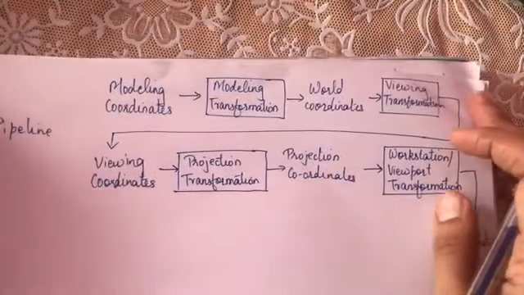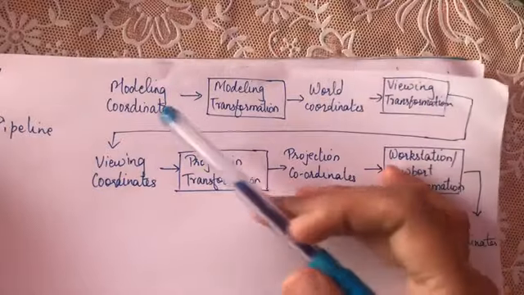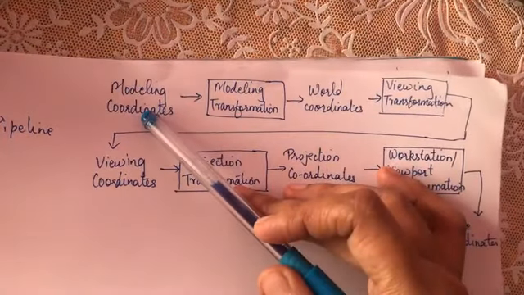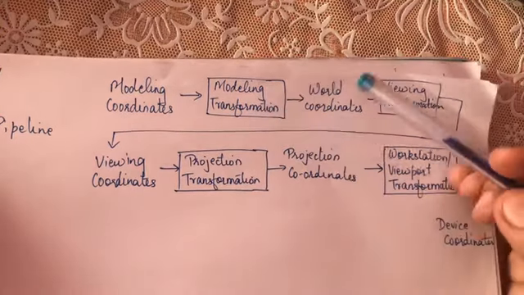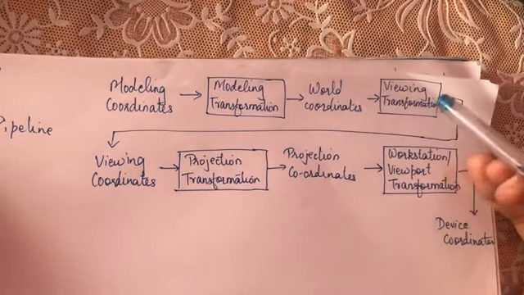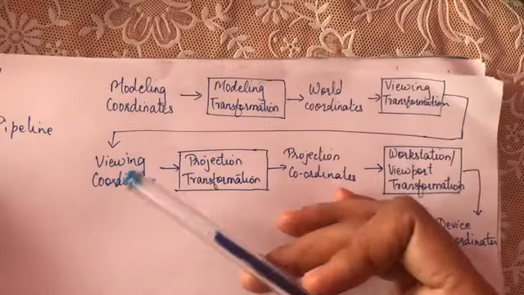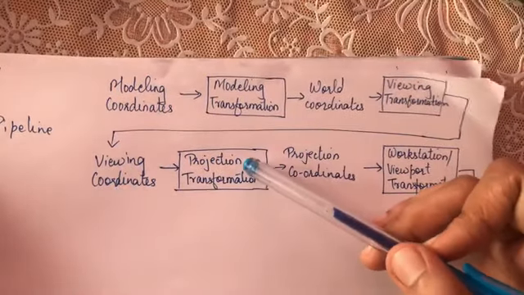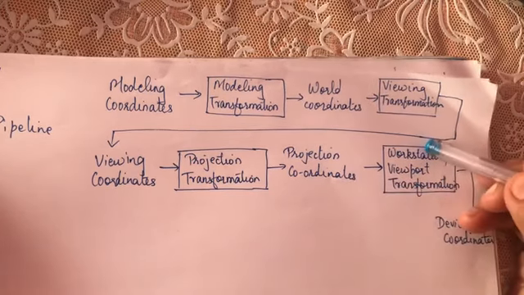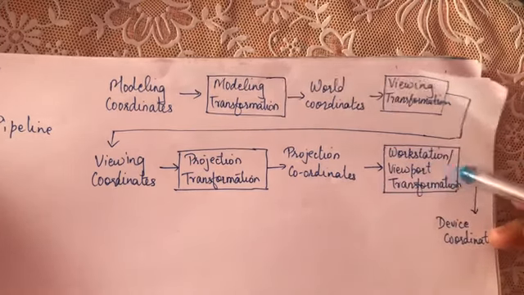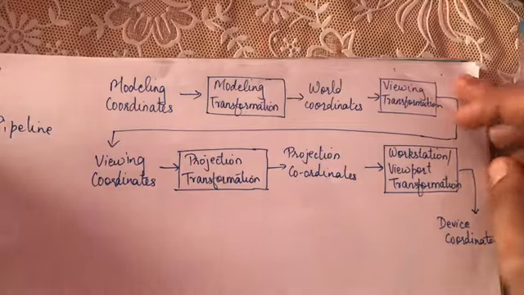Now this is the 3D viewing pipeline. You have the modeling coordinates first. Then you have modeling transformation, then world coordinates, then viewing transformation, then viewing coordinates, then projection transformation, projection coordinates, workstation or viewport transformation, and finally you get the device coordinates.